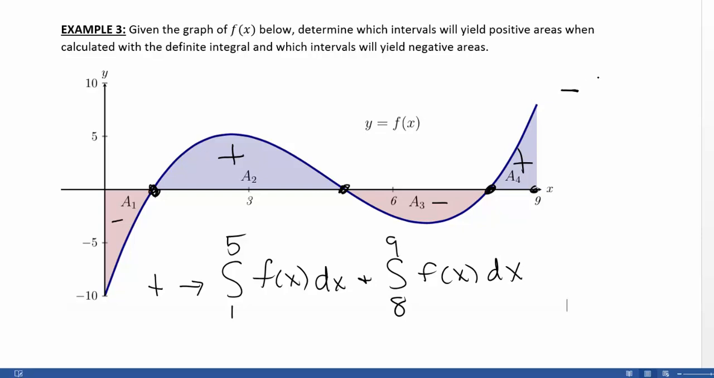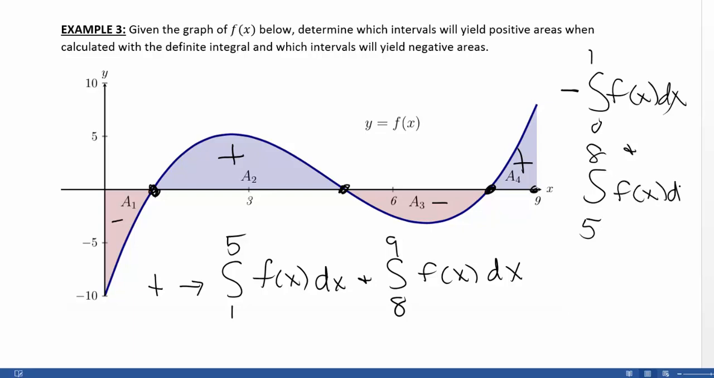My negative areas are going to be the integral from 0 to 1 of f of x dx, and the integral from 5 to 8 of f of x dx. So again, area above, we're going to count as positive when talking about the definite integral, and the area below we count as negative when talking about the definite integral. So now we need to ask the question, what happens when we have both and we want to look at an entire interval? That'll be discussed in the next video.